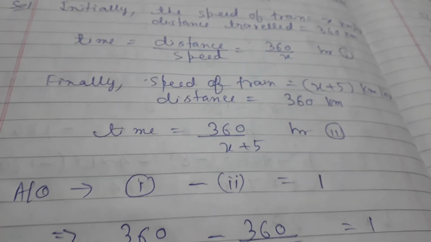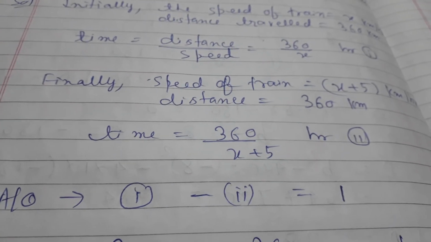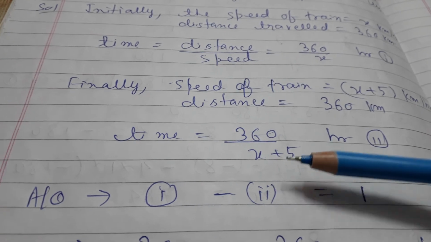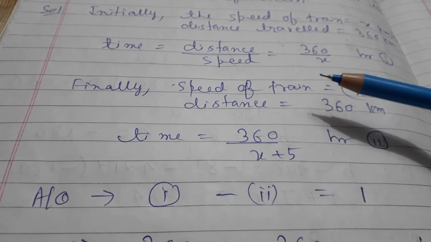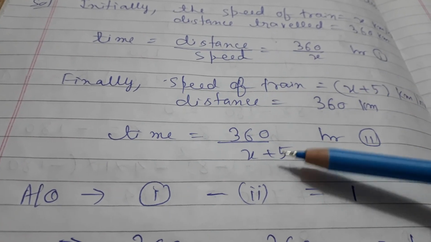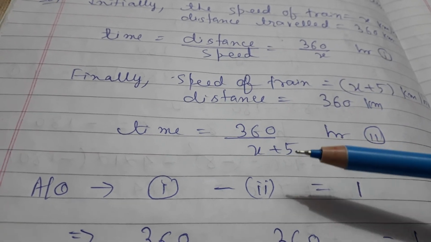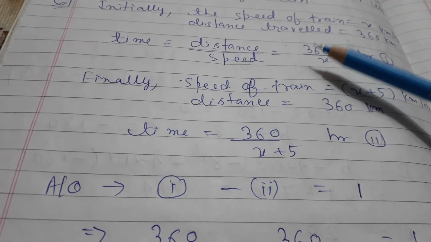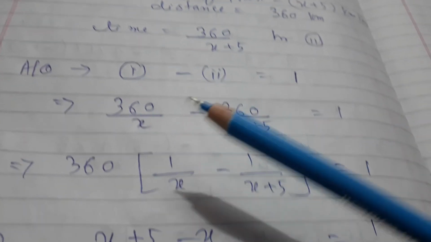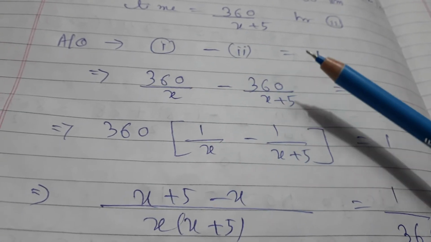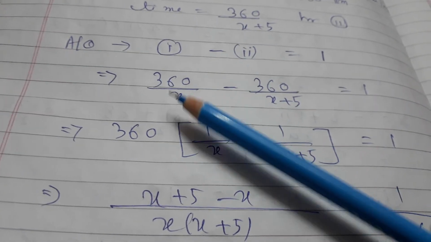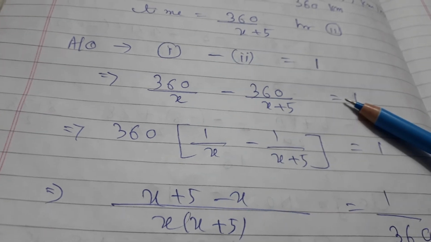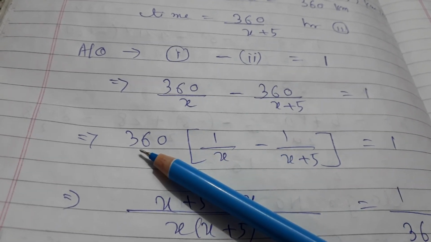So at first you think, what is the greater time? I have told you earlier that when speed is more, then time will be less. So here in which equation is speed more? In this equation 2 speed is more. So equation 1 will be the greater time. So I have written here equation 1 minus equation 2 equal to 1. So 360 by x minus 360 by x plus 5 equal to 1. So you take common 360.